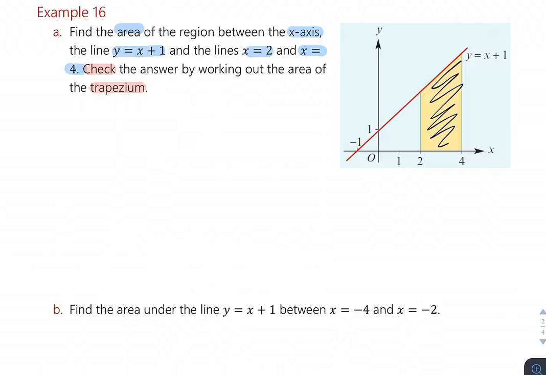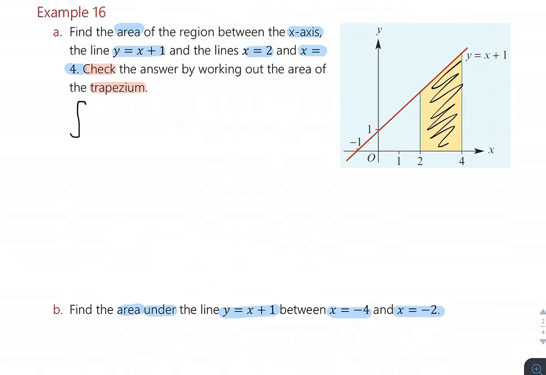Part B is then to find the area under the line y equals x plus 1, so same line, but we're now looking at being between the lines of x equals -4 and x equals -2. So I'd expect that when we go through and do this, we're probably going to get out some negative regions or a negative area, which we'll need to deal with.